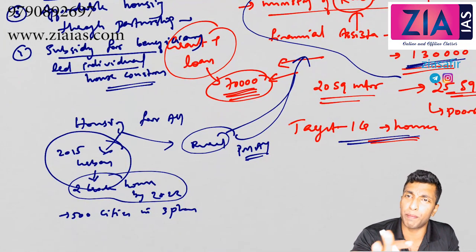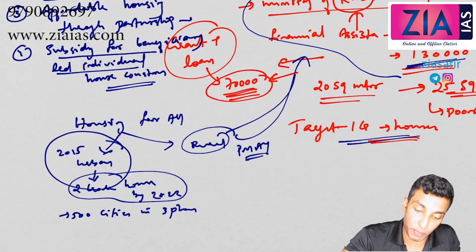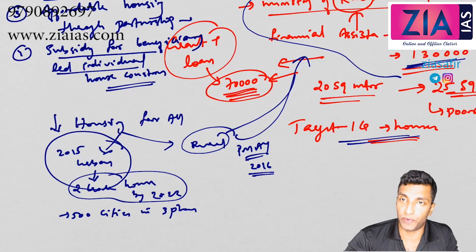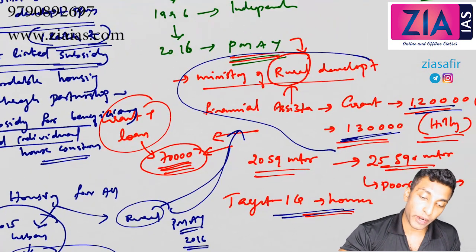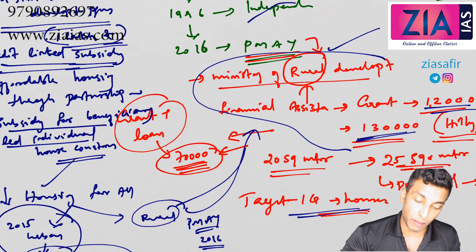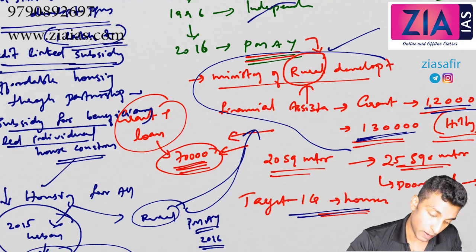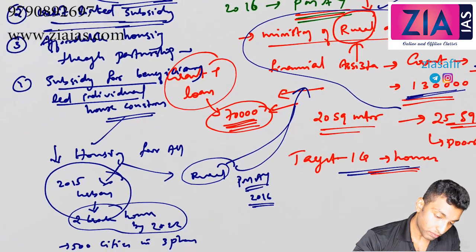So housing for all and PMAY both are actually the same. When we discussed PMAY, we talked about 2016, but the urban component actually started in 2015. So this is the rural component, I hope you understood. This is the urban component. 1 crore household, 2 crore household. Grants are given importance there. Subsidized loan is given importance in the urban area.